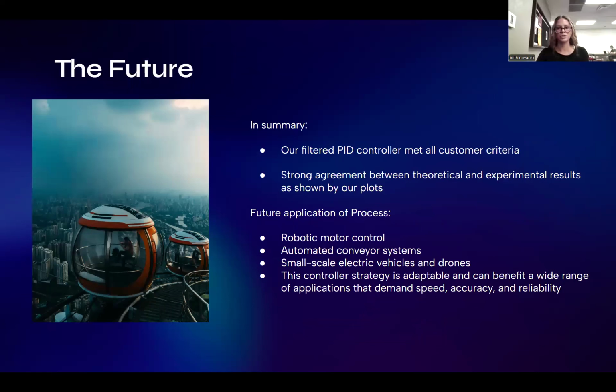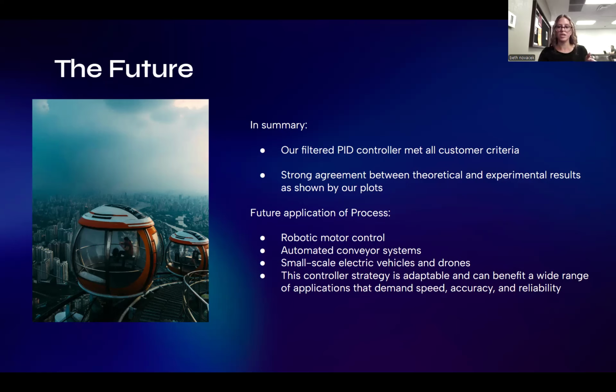Looking into the future, I just want to summarize what we've learned. Our filtered PID controller met all of our customer criteria and was in strong agreement between theoretical and experimental results, as shown by the plots that we have in our lab.